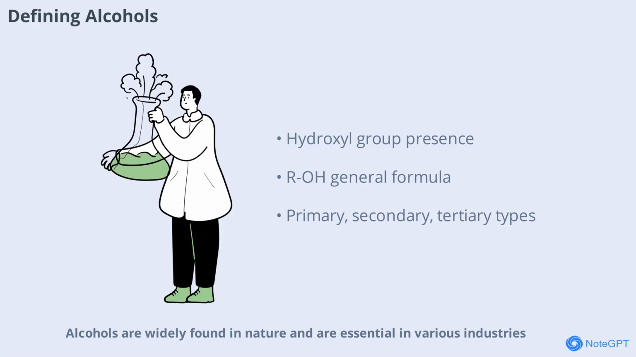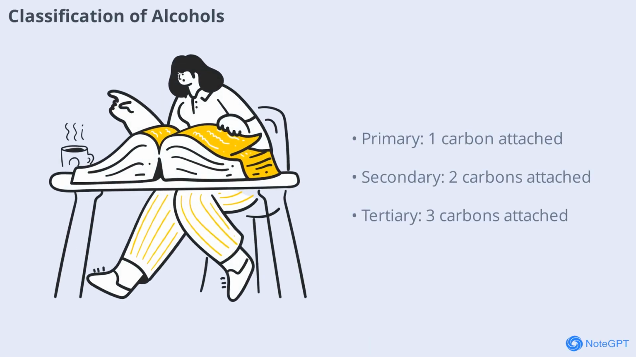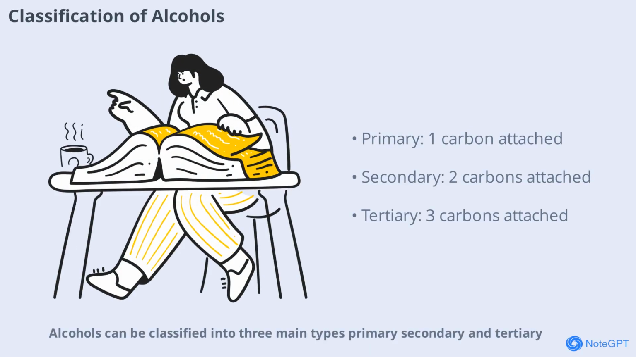Alcohols are widely found in nature and are essential in various industries, including medicine, cosmetics, and fuel production. Alcohols can be classified into three main types: primary, secondary, and tertiary. In primary alcohols, the carbon atom attached to the OH group is connected to only one other carbon atom. In secondary alcohols, it is attached to two other carbons, and in tertiary alcohols to three. This classification is important because it influences the alcohol's reactivity, especially in oxidation and substitution reactions. Understanding these differences helps chemists predict how each type of alcohol will behave in various chemical processes.